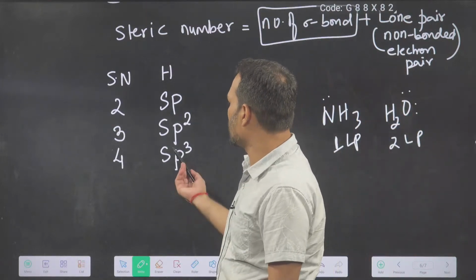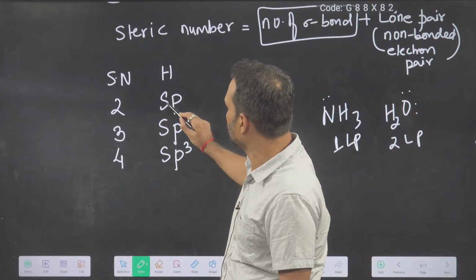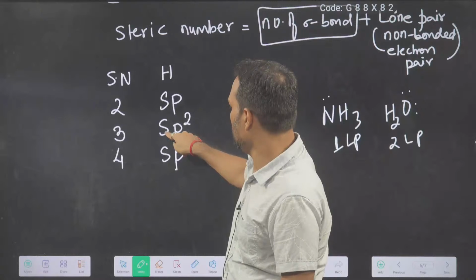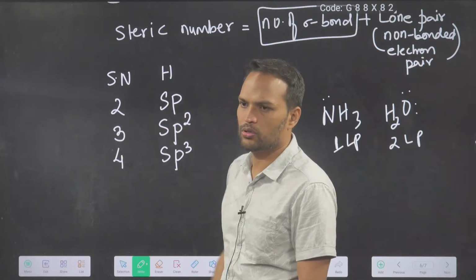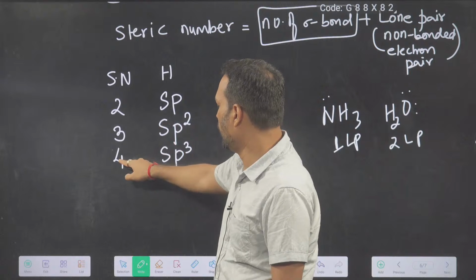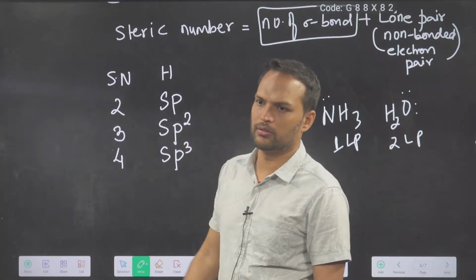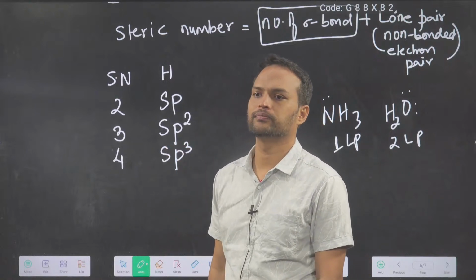One shortcut, you can remember like this. 2 means 1 S and 1 P. 3 means, see here, 3 things are there, 1 S and P 2 times, so total 3. 4 means 1 S and P 3 times, so total 4. So you can say like this.